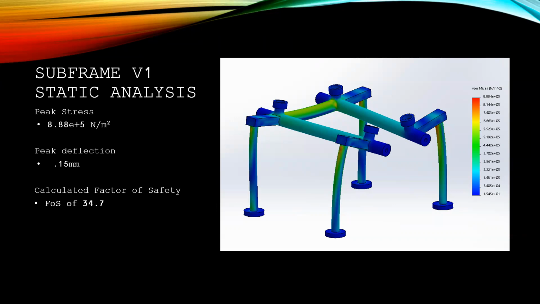In this diagram, the scale on the right represents the stress undergone under the applied load, with blue indicating lower values and red indicating higher, more critical values, as these are the locations where the part is most likely to fail. Knowing the yield strength of the material, we were able to determine that the version 1 subframe had a factor of safety of 34.7. The same analysis was conducted for the version 2 subframe.